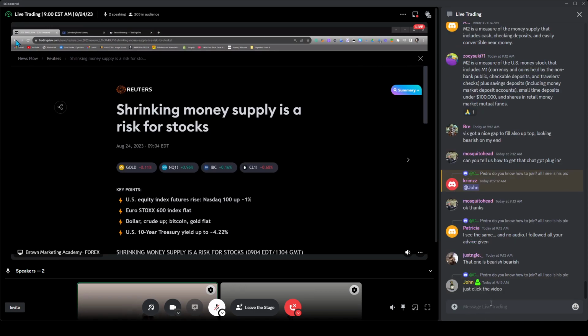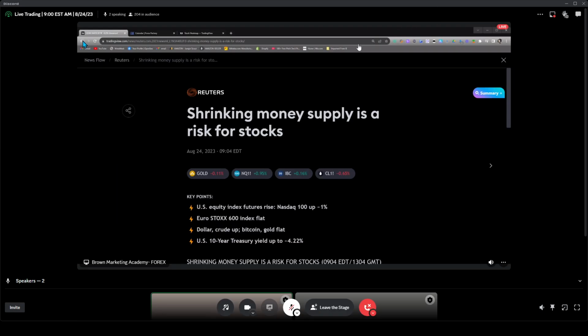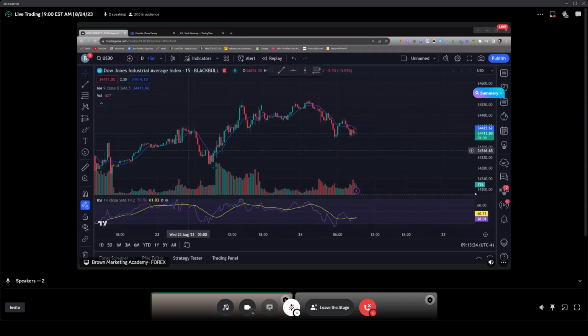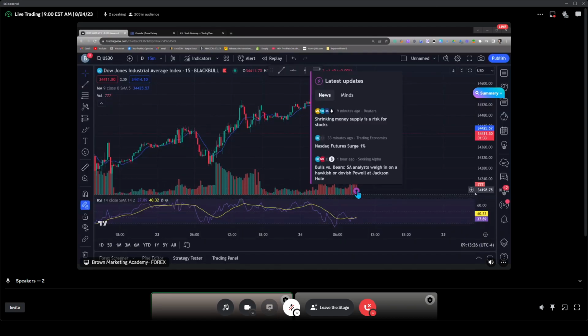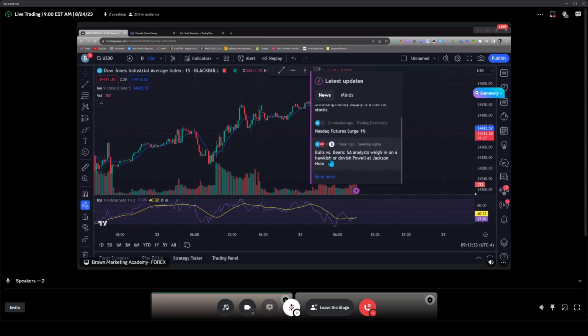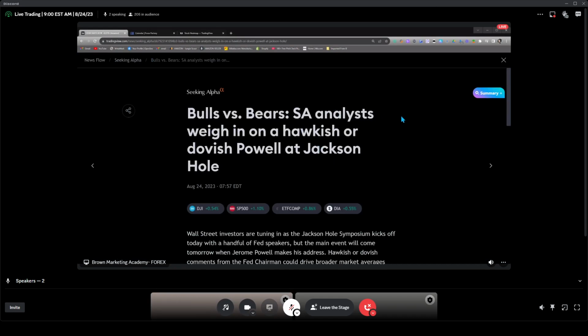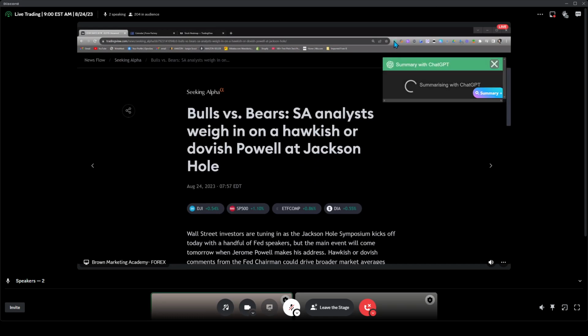So all we're doing right now, guys, is we're just getting an overall feel of the market, gathering data to see whether we're going to be bullish or bearish at 9:30 when the market opens. We want to know whether we want to be a buyer or a seller. All right, let's do one more. Bulls versus bears. Analysts weigh in on hawkish or dovish Powell at Jackson Hole. The hell does that mean?